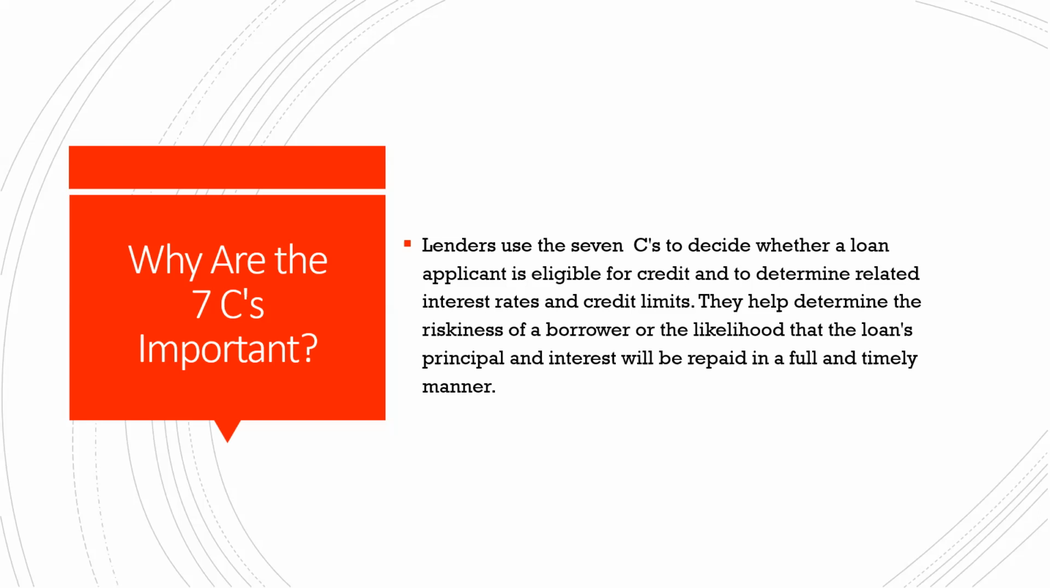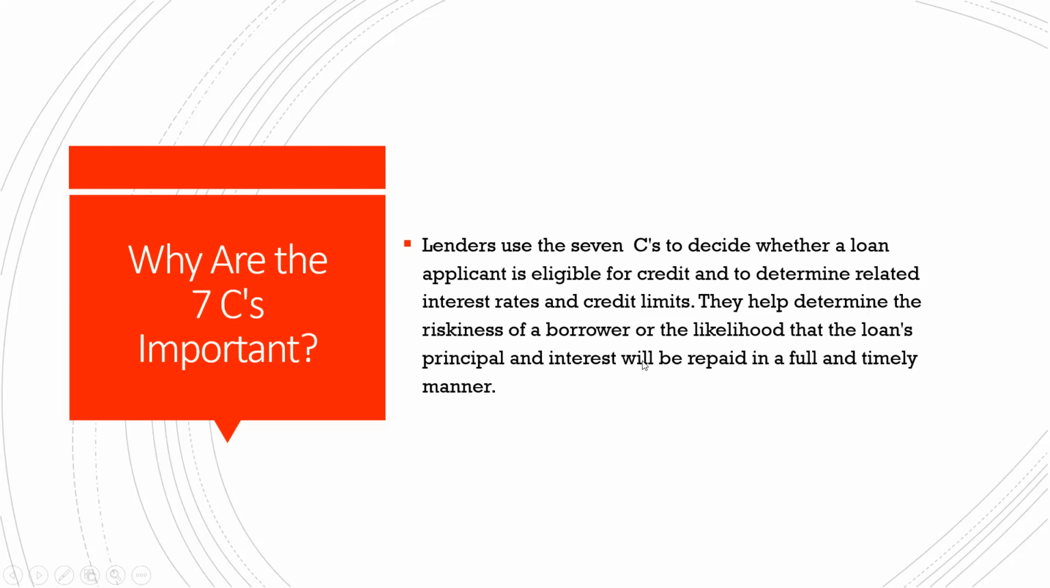So the lender uses the seven C's to decide whether a loan applicant is eligible for credit, and to determine the related interest rate and credit limits. They help to determine the riskiness of a borrower, or the likelihood that the loan principal and the interest will be repaid in full and in a timely manner.